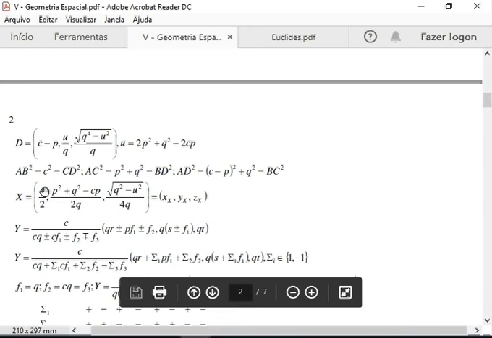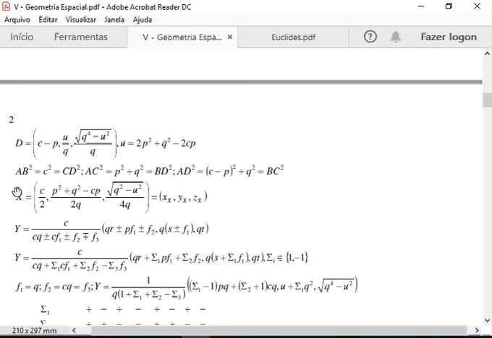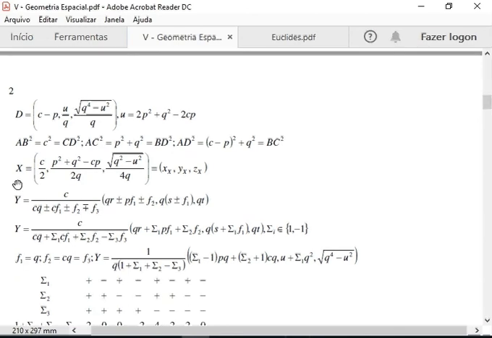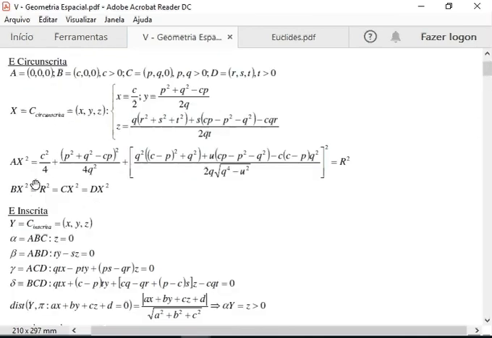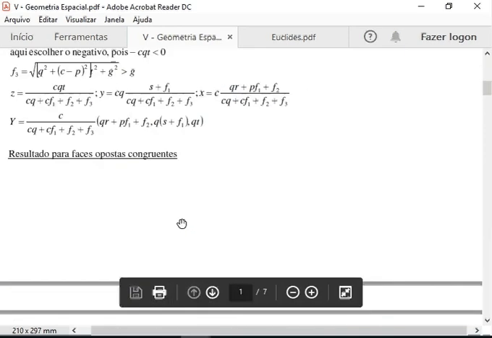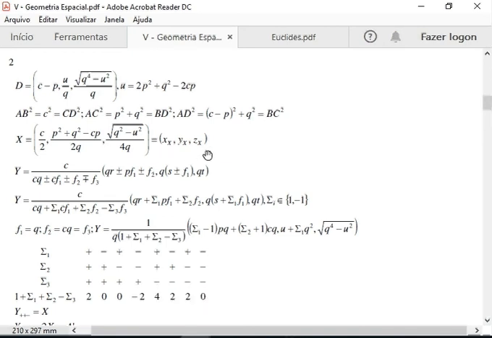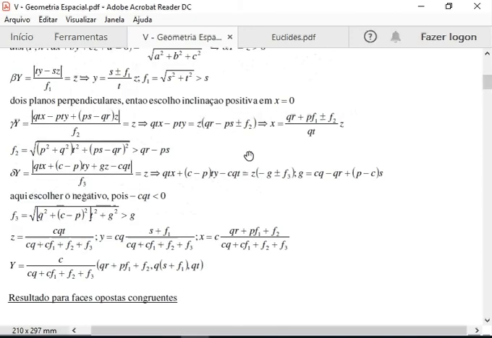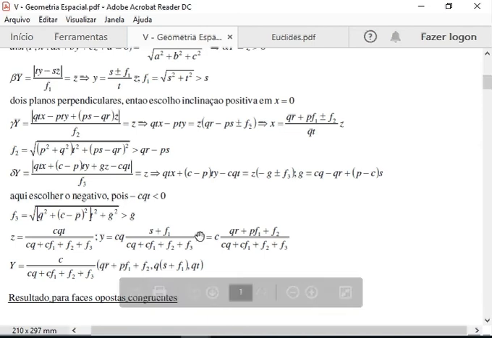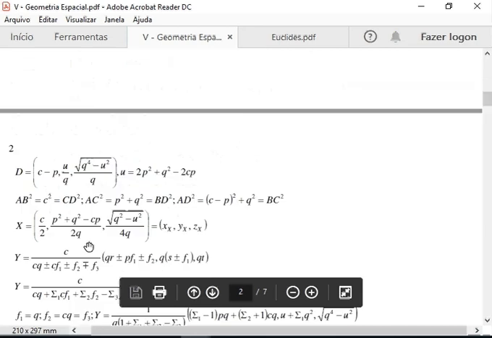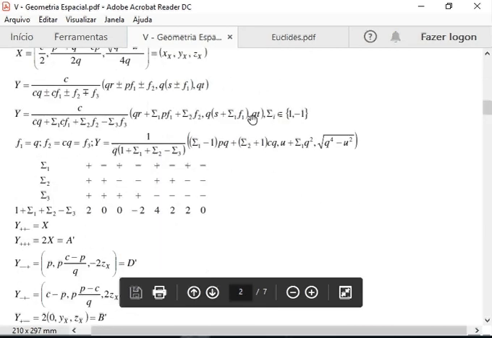We conclude that, doing the accounts, the point X is using that formula C over 2, P2 over 2Q, Q over 2Q2, coordinate X of X, coordinate Y of X, coordinate Z of X. And Y, there are 8 possibilities using these formulas. X, Y, and Z, CQ2. So here it is CQ2.